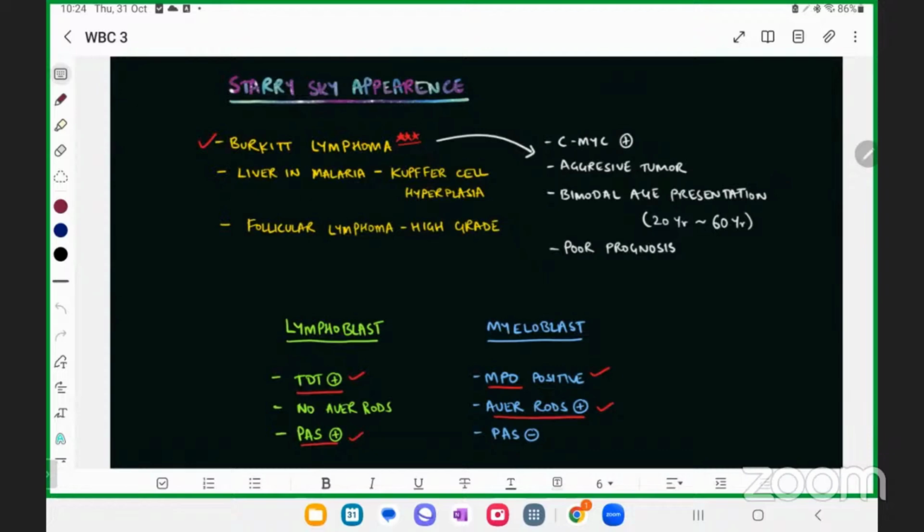Now you have to come to the basic difference. I think you know this. Lymphoblast is TdT positive, there are no Auer rods, and it is PAS positive. And for the myeloblast, it is MPO positive. The Auer rods are present, which is a differentiating factor from the lymphoblast, and it is PAS negative.